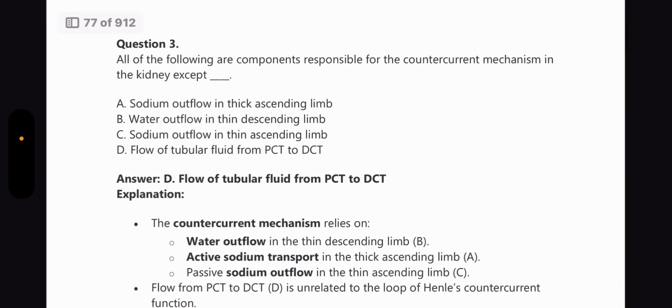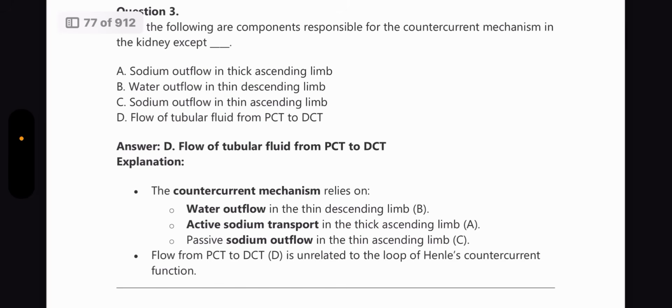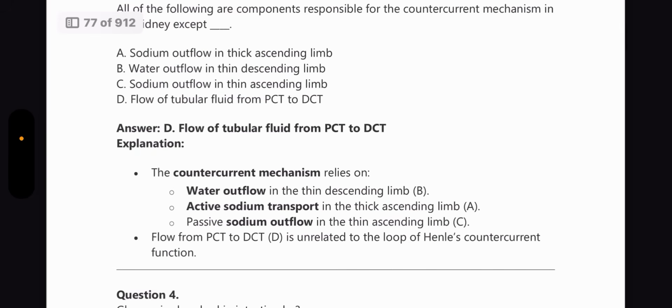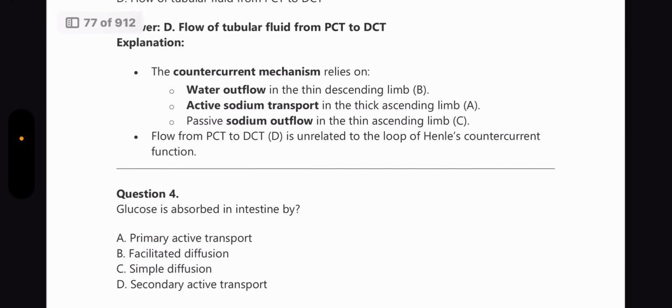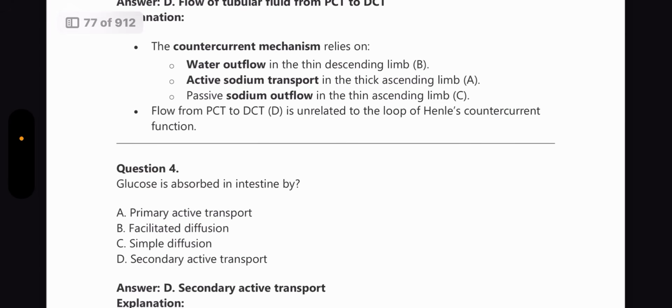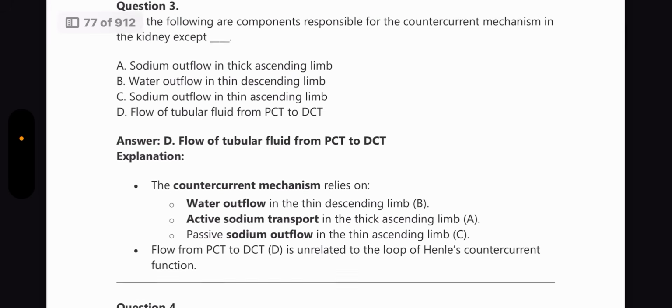Next, all of the following are components responsible for the countercurrent mechanism in the kidney except flow of tubular fluid from PCT to DCT. The countercurrent mechanism relies on water outflow in the thin descending limb, active sodium transport in the thick ascending limb, and passive sodium outflow in the thin ascending limb. Flow from PCT to DCT is unrelated to the loop of Henle's countercurrent function.